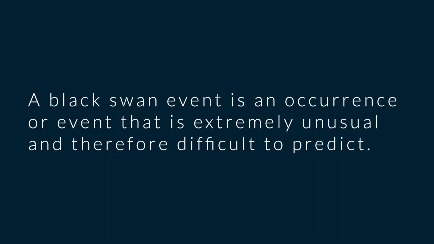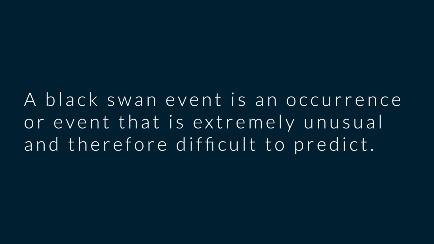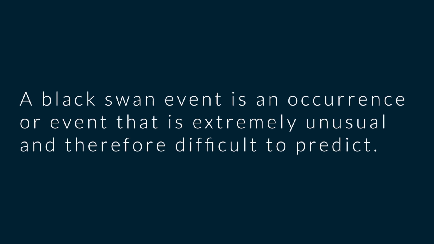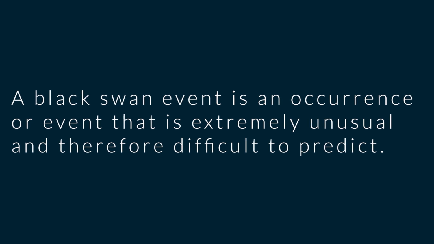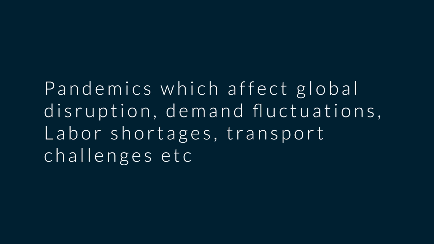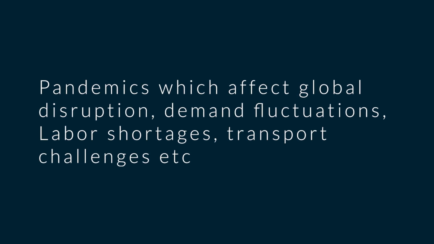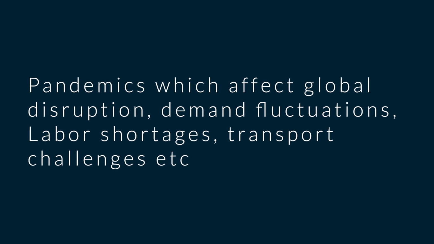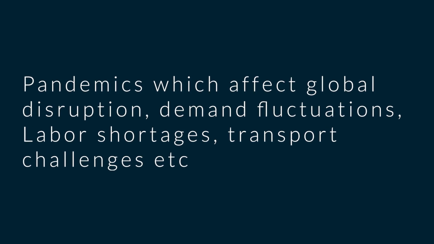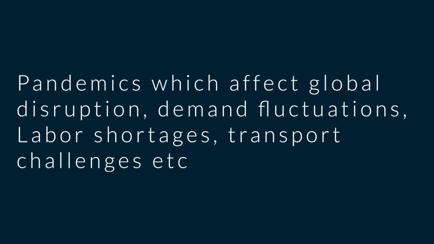How do you define them? A black swan event is an occurrence or event that is extremely unusual and therefore difficult to predict. Such events will include things like global pandemics, which are going to affect global distribution, demand fluctuations, labor shortage, transport challenges, etc.